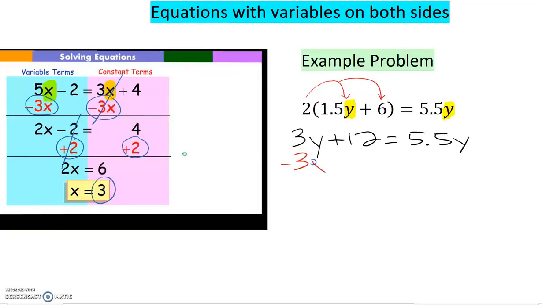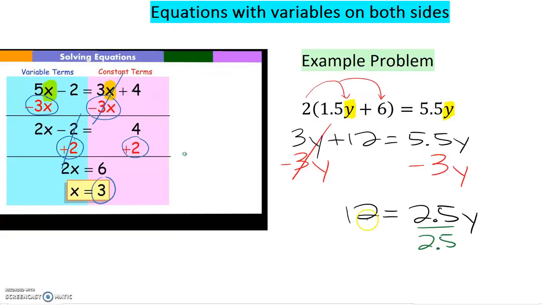So if we subtract the 3y, this goes to 0, and we do the same thing over here. Of course, that's going to be the best way to do it because we're now just left with the number on the left, and we are left with a 2.5y on the right-hand side. And that's perfect because then we can divide both sides by 2.5. This changes to just a 1, and now we have our y.